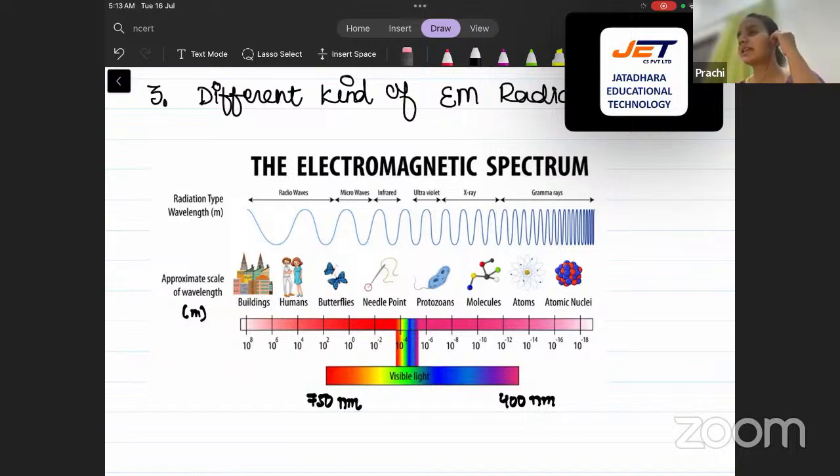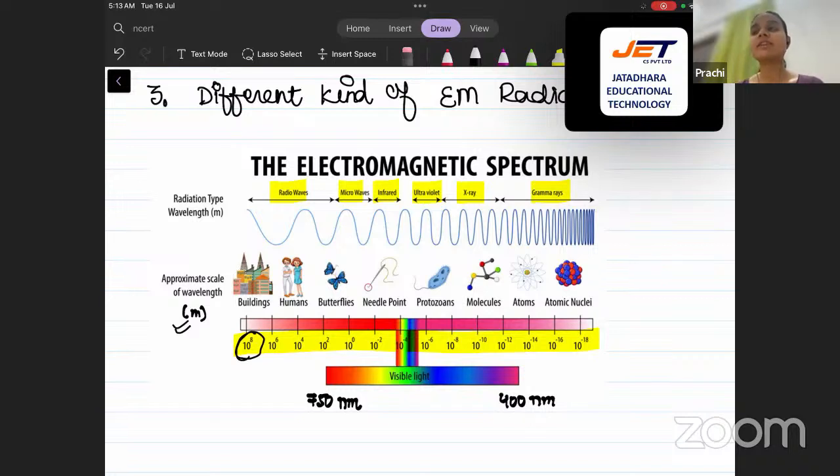So let's see what are the different radiations which are part of the light that is coming from the sun. In that we have radio waves, microwaves, infrared waves, ultraviolet rays, X-rays, and gamma rays. And this is the wavelength of these waves, which ranges from 10 raised to the power 8 to 10 raised to the power minus 18. Now you can imagine how big this number is. This is in meters.